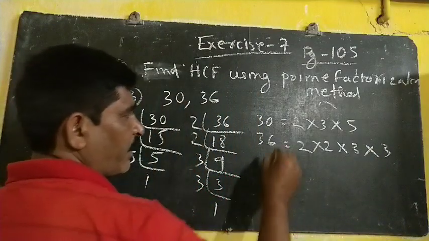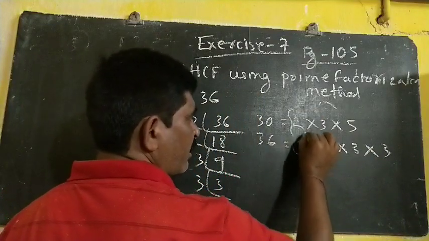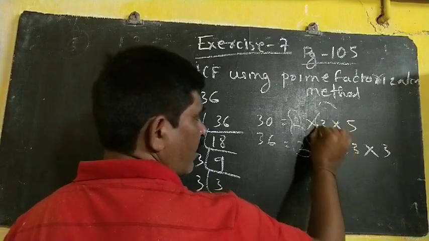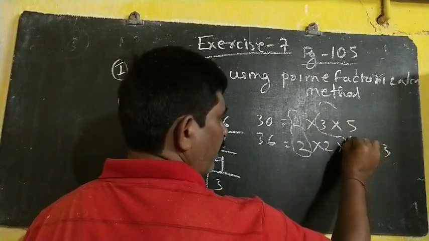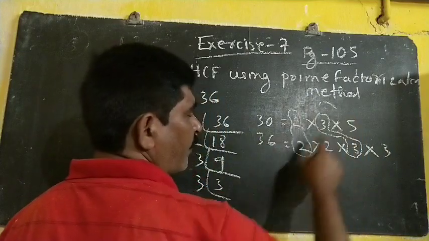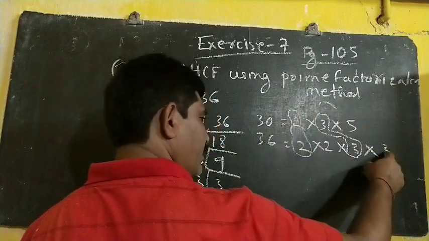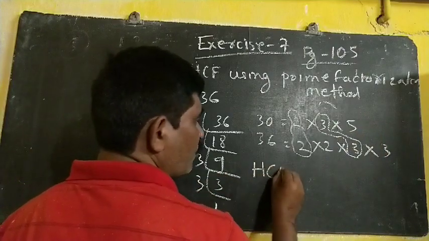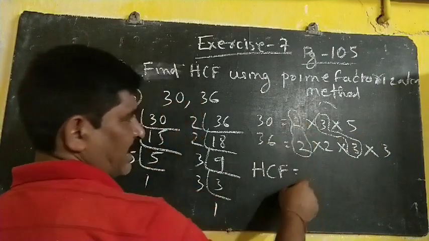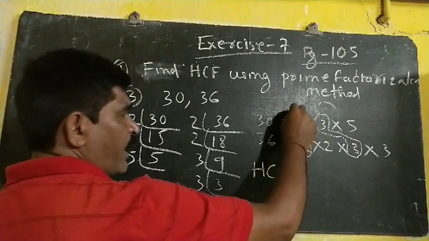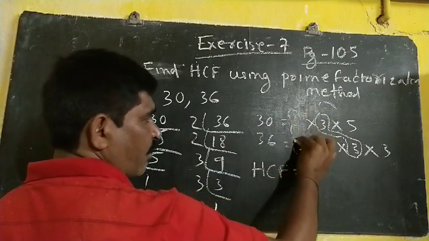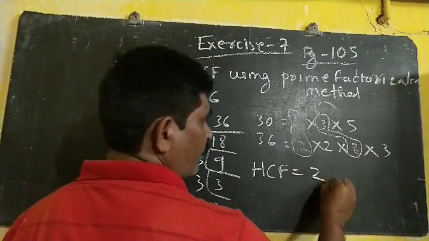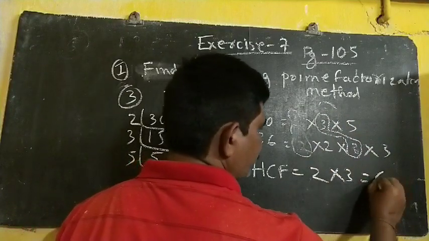Now find the common factors. 2 here is 1, and 2 here, but here it is not there. 3 here is 1, okay. 5 here, not there. 3 here, not there. Only these. So HCF equals, which numbers are common? To find the common factors, look here. Common factors are 2 and 3. So HCF equals 2 into 3 equals 6.